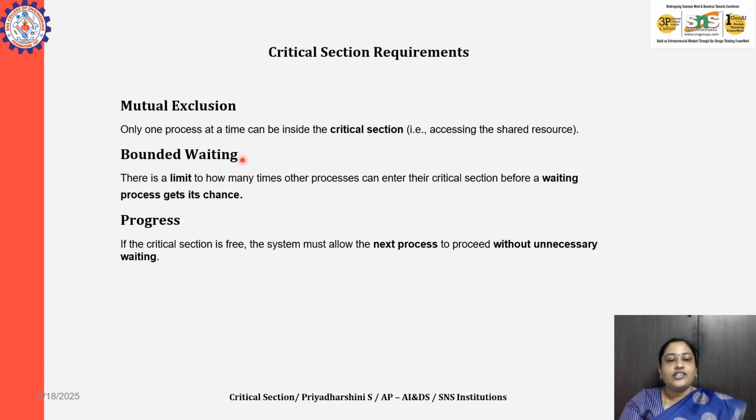The next condition is called bounded waiting. There is a limit to how many times other processes can enter their critical section before a waiting process gets its turn. That is, we cannot allow one sibling to enter the critical section repeatedly. We have to have a limit on how many times he can enter. So these three requirements should be satisfied in order to solve any critical section problem.